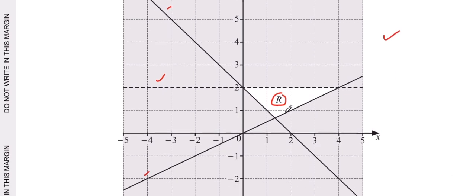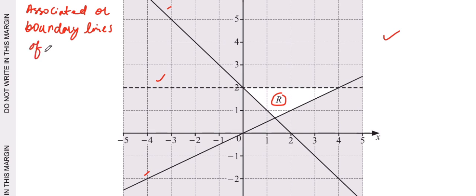Firstly, you will write the equations of the associated or boundary lines attached with region R.